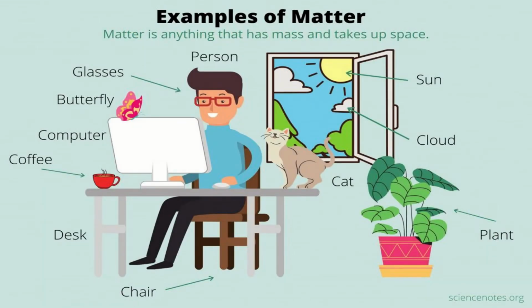In this image, we can see many different examples of matter, like the person, glasses, and butterfly. All of them are indicated as matter. So which of them is non-matter? They do not belong or cannot be classified as matter.